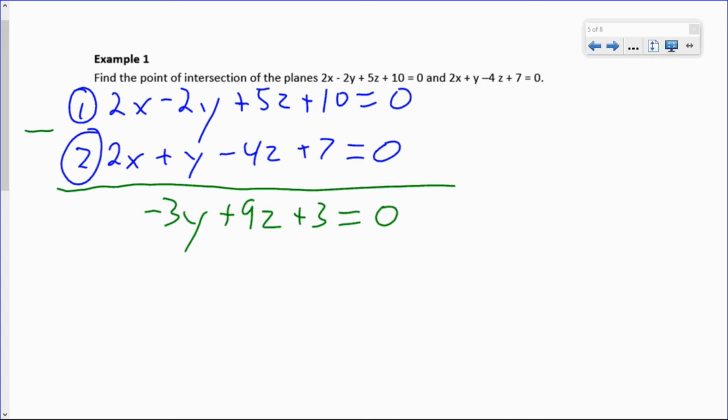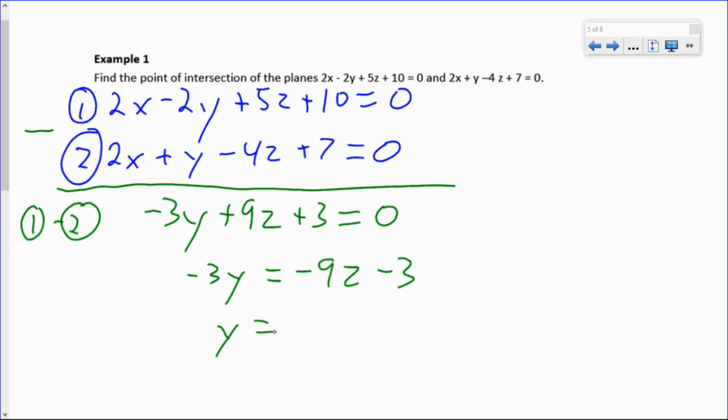Now that's equation 1 minus 2, and I have just y's and z's. What can I do with that? Well, one thing I can do is solve for y if I want. So that gives me negative 3y equals negative 9z, take away 3, and then divide everything by negative 3, which gives me y equals 3z plus 1.